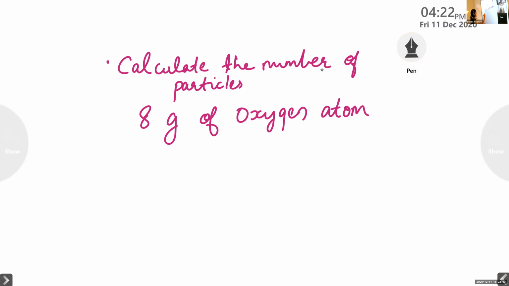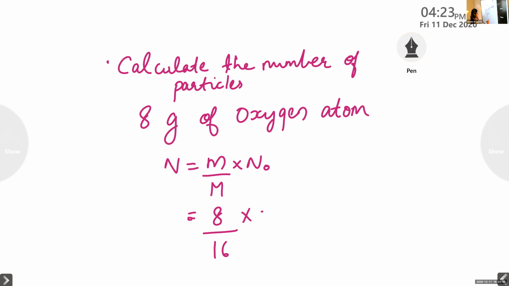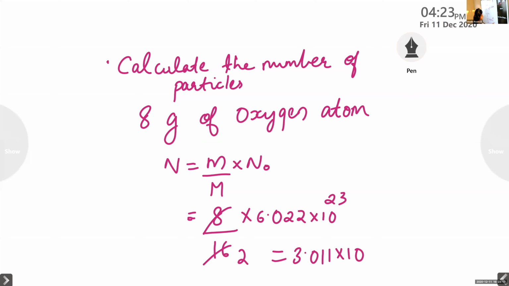We have to calculate the number of particles. So, N is equal to m by M into N0, right? Here, the m is 8 gram and the capital M, that's the molar mass, is 16, into 6.022 into 10 raised to 23. 8 by 16 is 1 by 2, and that is equal to 3.011 into 10 raised to 23. Okay. Clear?